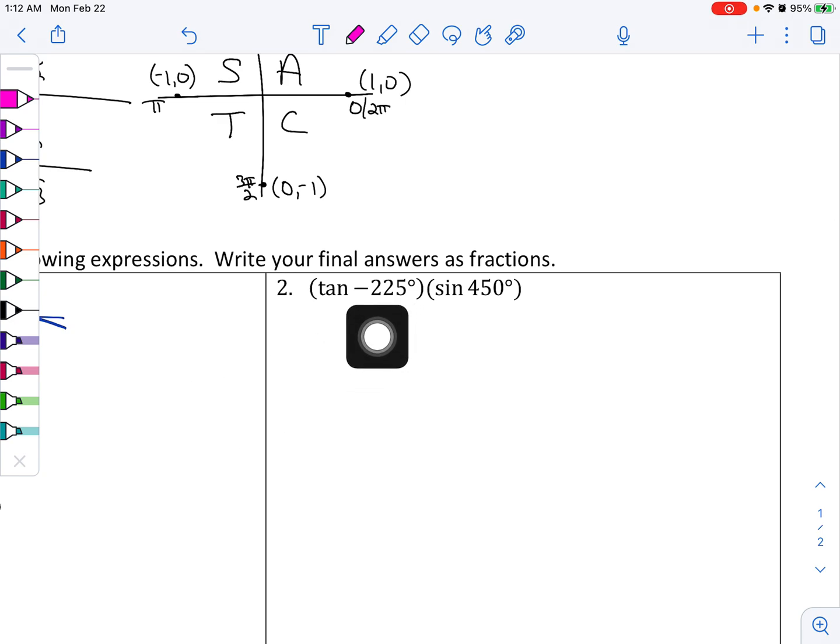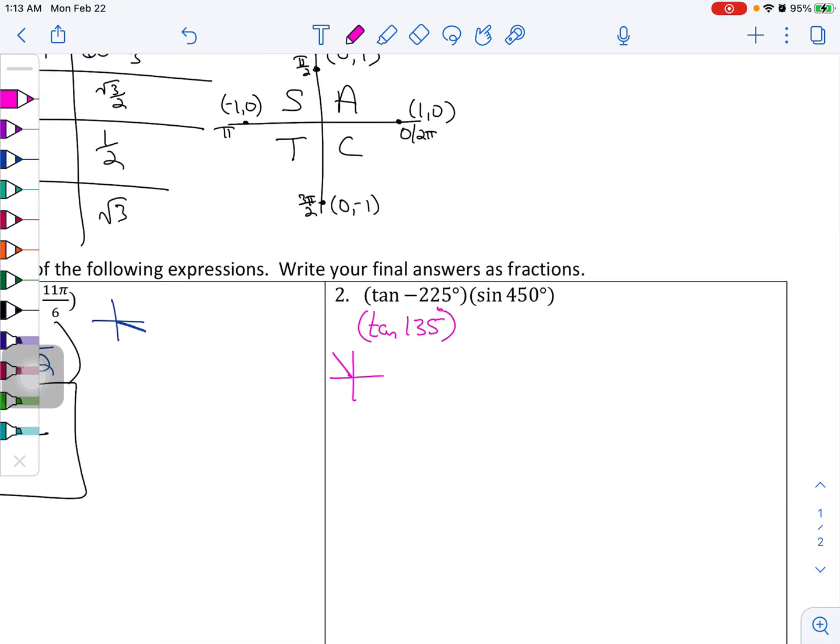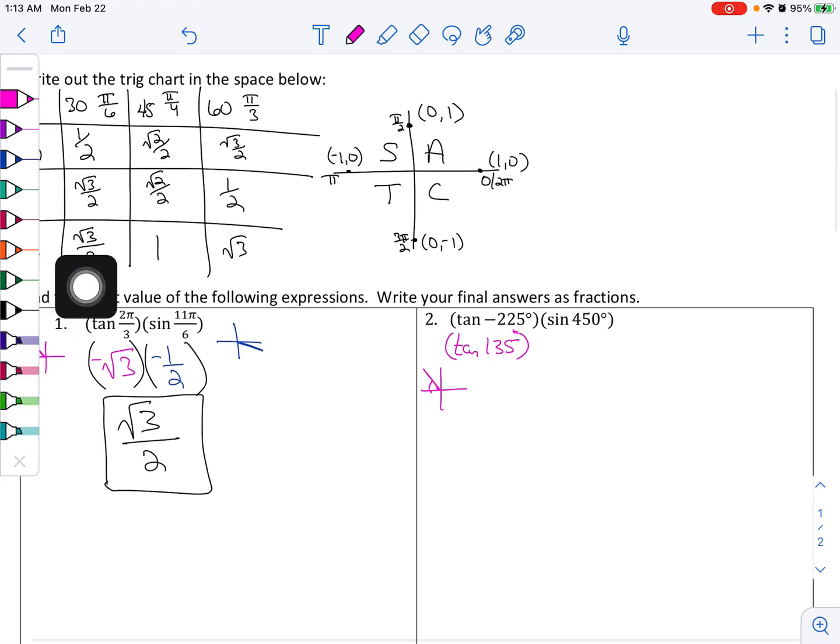All right, rolling right along. Tangent of negative 225. First thing I want to do is find the coterminal angle of negative 225, which is 135. If you want to make yourself a note and say this is tangent of 135, go for it. Tangent of 135 is in Q2, and it is 45 degrees away from the x-axis, so 180 minus 135 is 45. Tangent of the 45 degree angle is 1, but in quadrant 2, it's negative. So this is going to be negative 1.